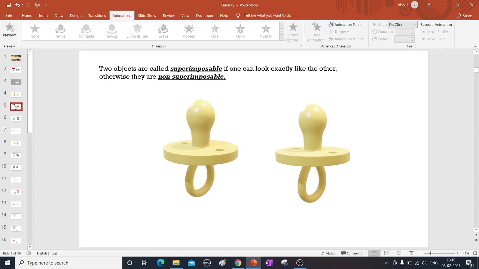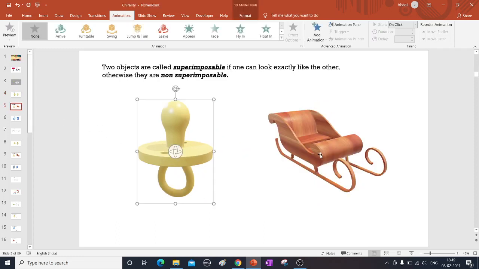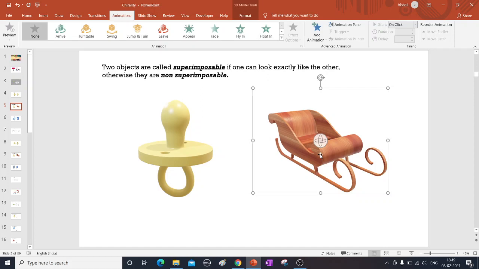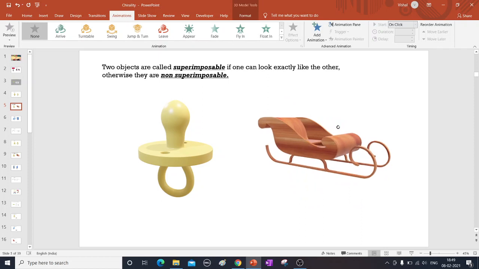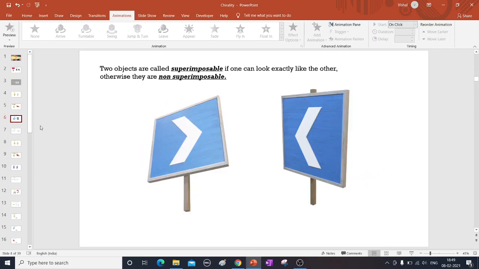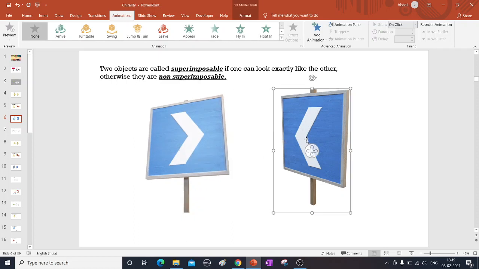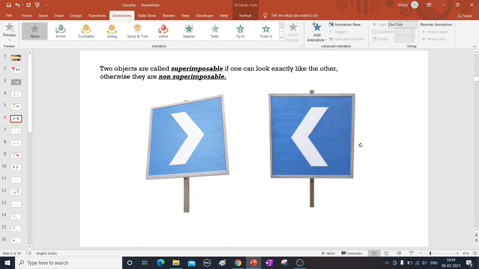Let's take another example. How about these two objects? Now you can turn any one of these as you wish, but you would never be able to superimpose these two objects, right? So these two objects are non-superimposable. Let's take another example. How about these two? They look very similar, but can you superimpose them?